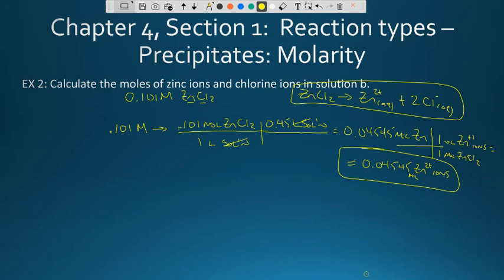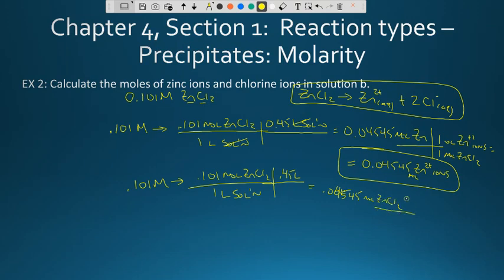Now the nature to their question, because I also have 0.101 molar solution. That's 0.101 moles of zinc chloride per 1 liter of solution. I didn't have 1 liter of solution, did I? I had 0.45 liters of solution. And so I get 0.04545 moles of zinc chloride, but now I'm addressing the second part of the question.